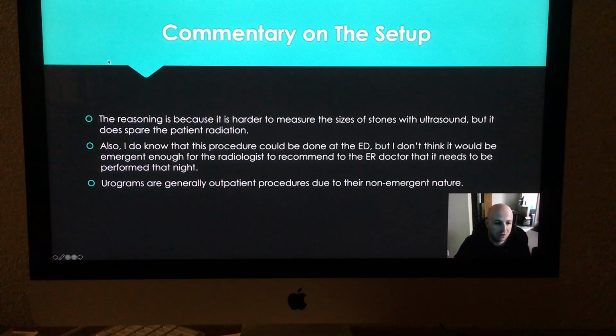Also, I do know that this procedure could have been done at the ED, but I don't think it would be emergent enough for the radiologist to recommend the ER doctor that they need it done now, especially at night. So urograms are generally outpatient procedures anyway, due to their non-emergent nature.